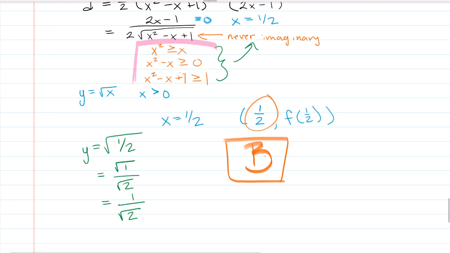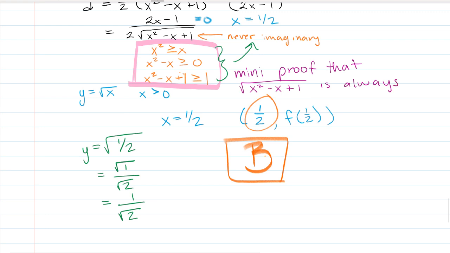This part here. This is just a mini proof that x squared minus x plus 1 is always greater than 0. Or always, yeah, greater than or equal to 1.